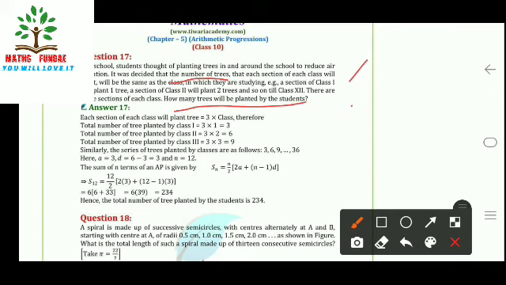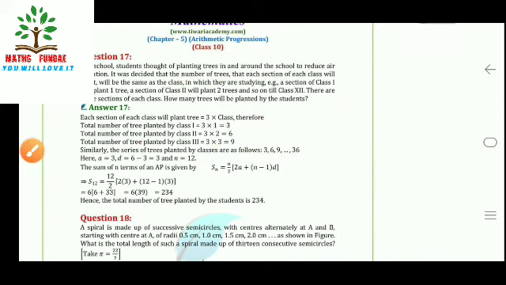So each section of each class will plant 3 into class number. Therefore, the total number of trees planted by class first will be 3, then by class second will be 6, then by class third will be 9. So a is equal to 3, d is equal to 6 minus 3, that is 3, n is equal to 12. We have to find the sum. So Sn is equal to n upon 2 [2a plus (n minus 1)d]. So S12 is equal to 12 upon 2 [2 into 3 plus (12 minus 1) into 3]. So we have 6 into (6 plus 33), that is 6 into 39, which is equal to 234 trees that will be planted by the students.